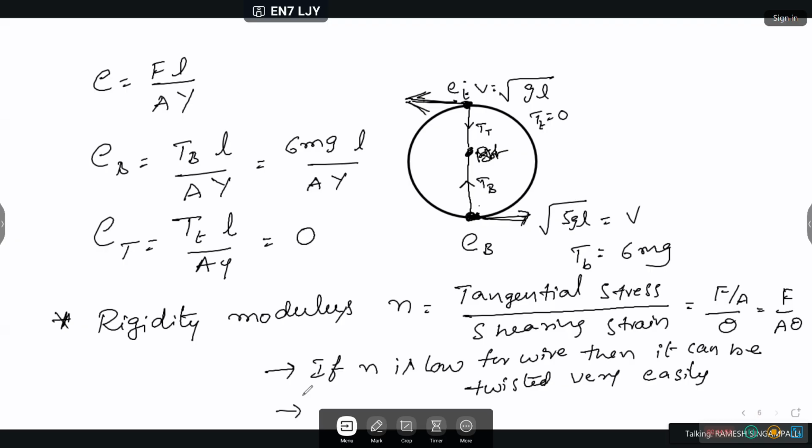Rigidity modulus is simply F by, like eta, you write it, it's better. Not N like this. This is the symbol actually: eta. If eta is low, why? It is twisted very easily. If eta is very high, what does it mean? It is very difficult to rotate them.